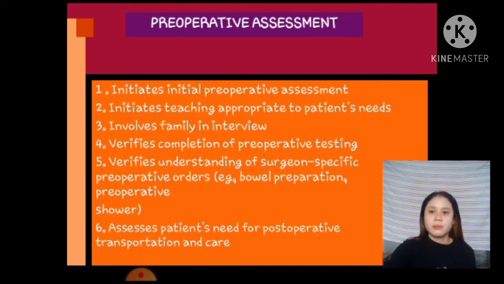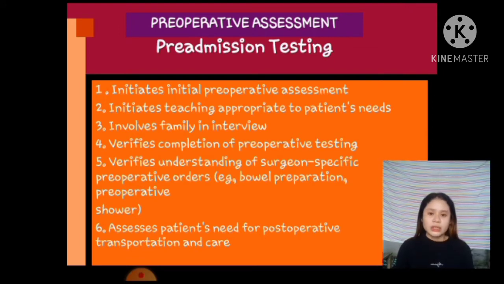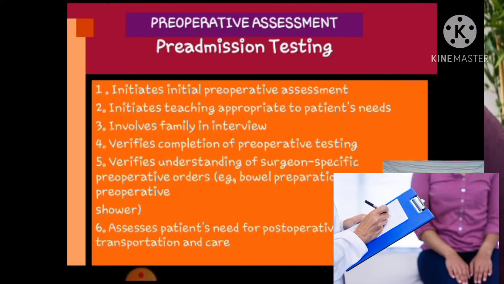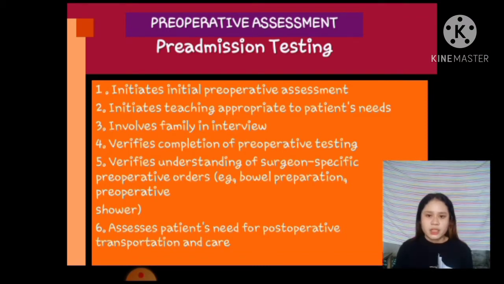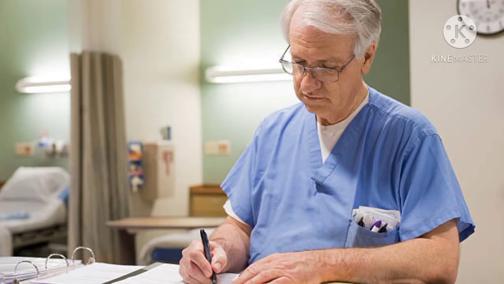And then next, the preoperative assessment, pre-admission testing. When we say pre-admission testing, this is the necessary step to ensure the health and safety of the patient before undergoing surgery. Number 1 is the initial preoperative assessment. Here, you identify whether the patient has comorbidities, to avoid complications.